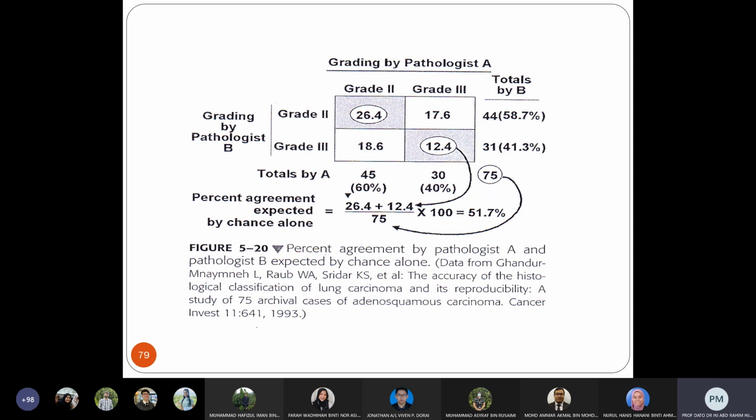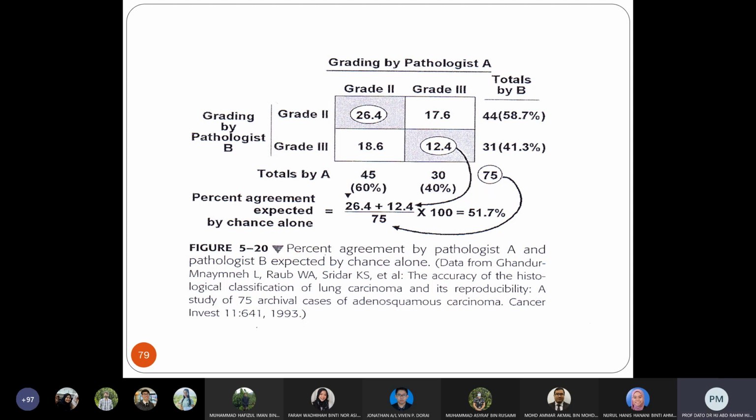So to calculate the possibility by chance of his finding with pathologist B, you multiply 60% times 44 slides of grade 2 of pathologist B. But if you do the other way around, you take 58.7% times 45 of grade 2 of pathologist A, you will still get the same, 26.4 slides. 26.4 slides is the agreement by chance.